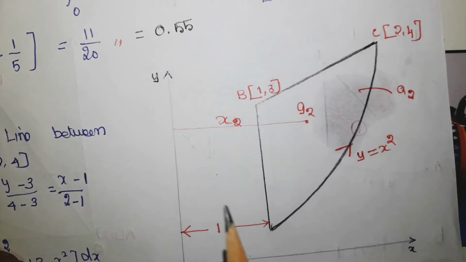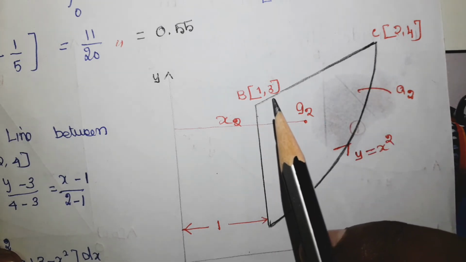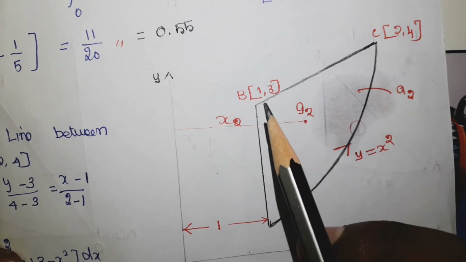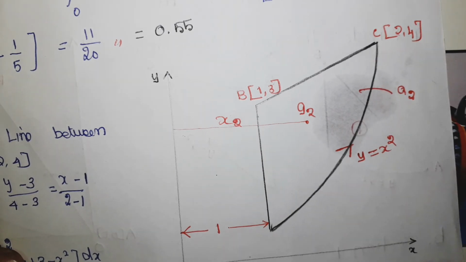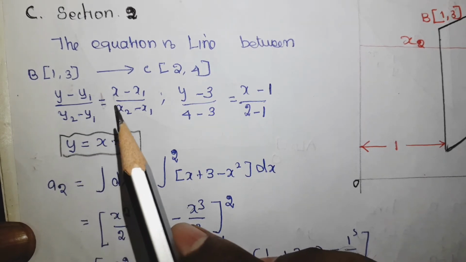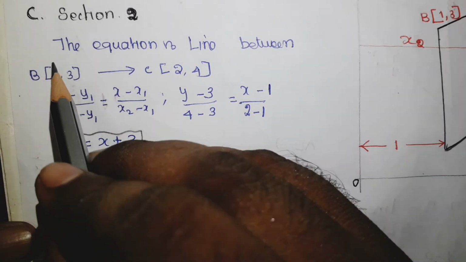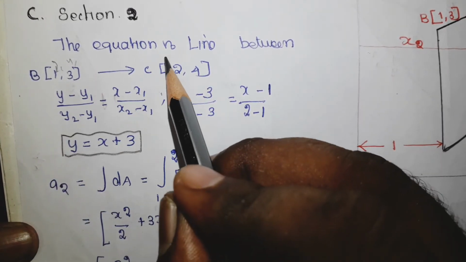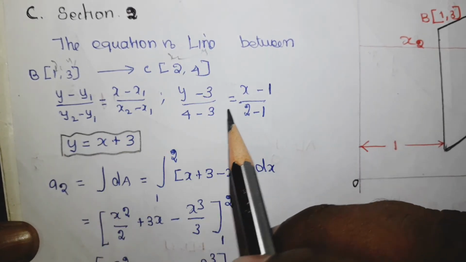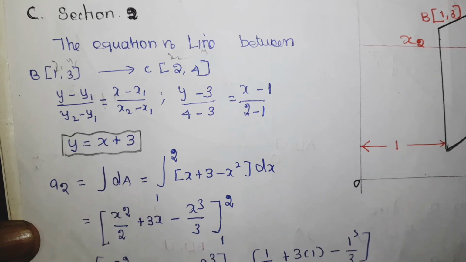Again you see here there is an equation between the points B and C. So first we have to find the line equation. So there is a line between the points B and C, and we have to find the equation for that one. Again this is the equation of line: y minus y1 divided by y2 minus y1 equal to x minus x1 divided by x2 minus x1. So the values are, this is x1, y1, here it is x2 and y2. Substitute all the values. Finally we will get the equation as y equal to x plus 3.